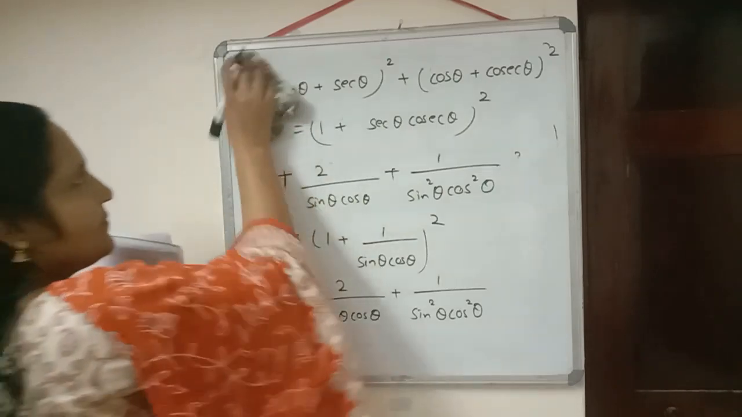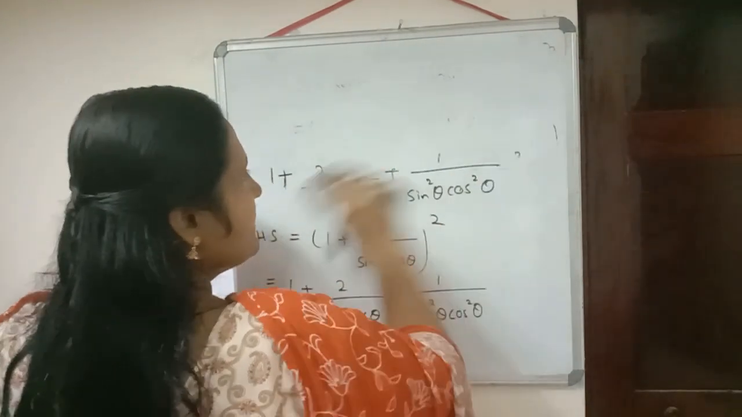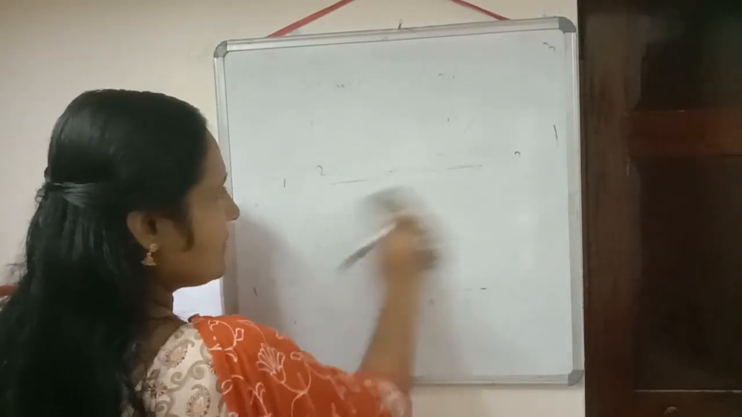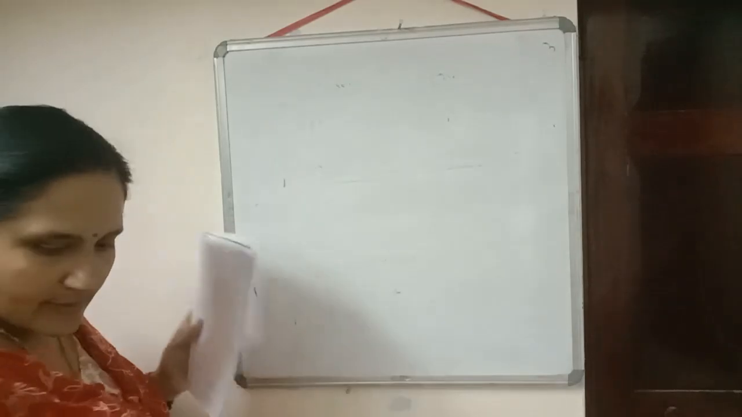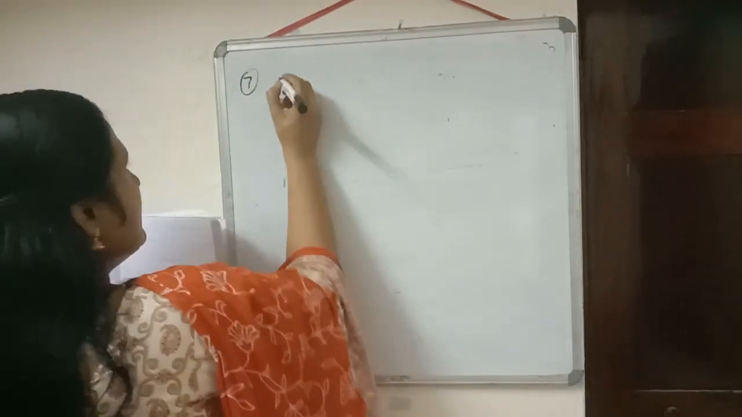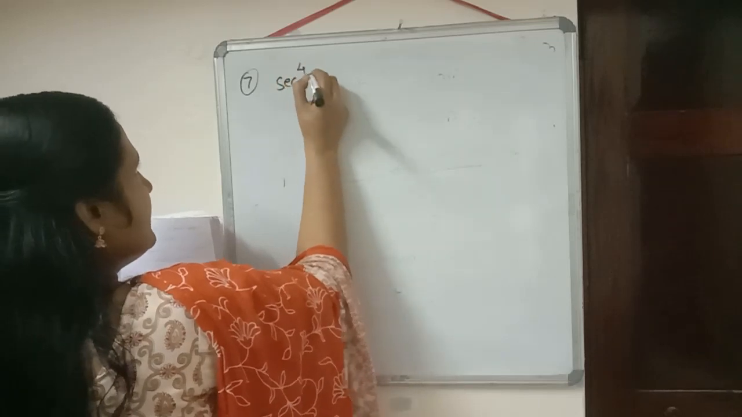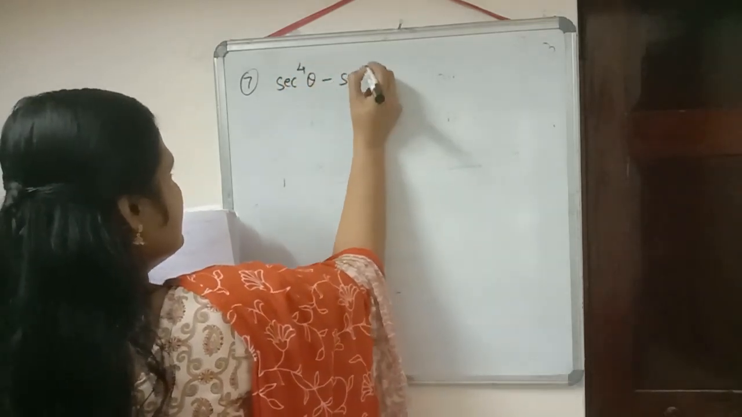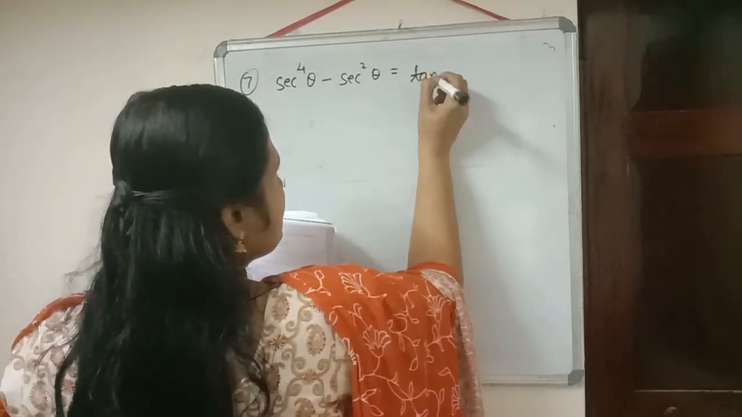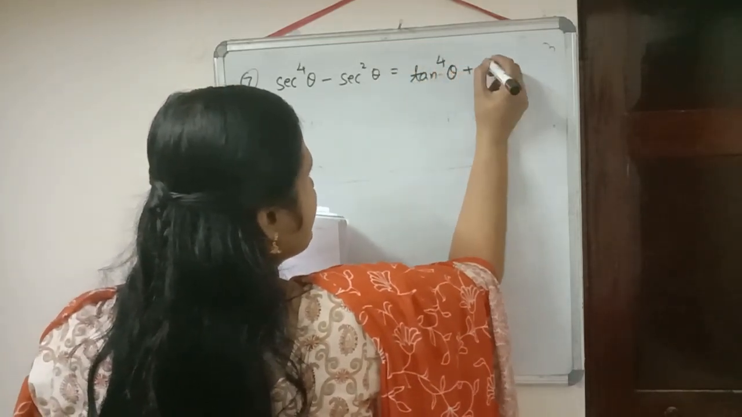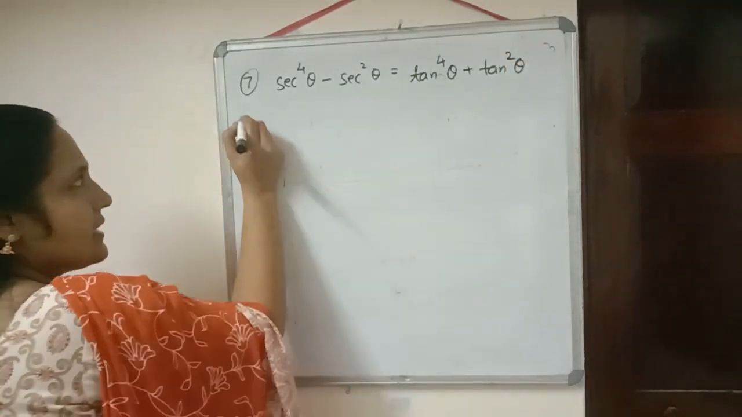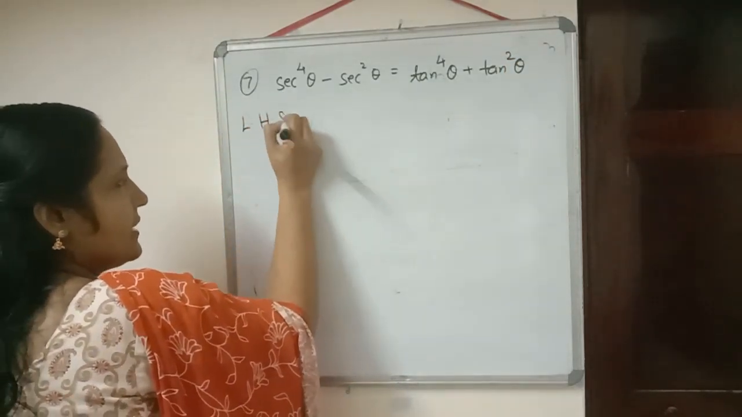Is it clear? Okay. Now all of you write down the next question. Question number 7. Question number 7 is, prove that sec raised to 4 theta minus sec square theta is equal to tan raised to 4 theta plus tan square theta. So again we can start simplifying the left hand side.